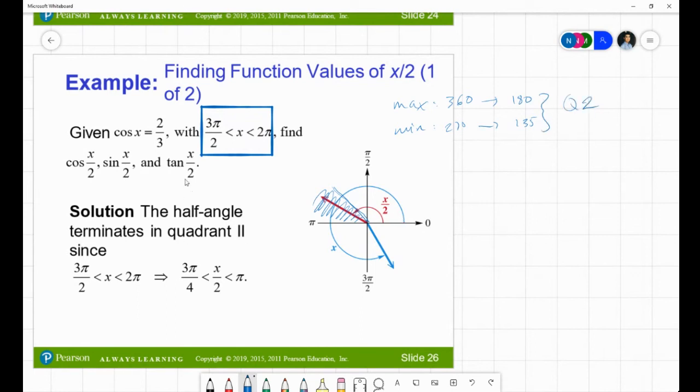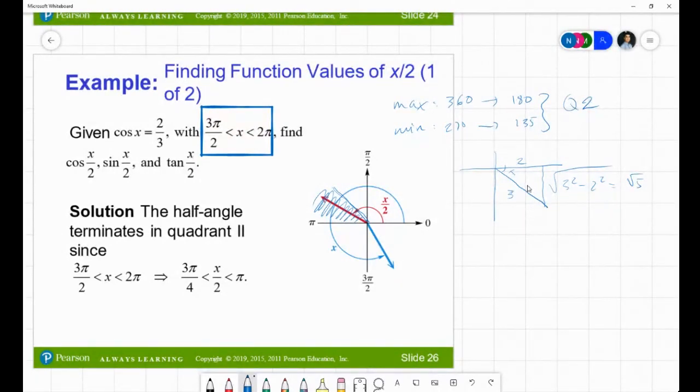All right, so now we need to find out what this half angle is. Given that x is in quadrant 4, so this here is angle x, cosine is 2/3. So that's adjacent over hypotenuse. That means we can find this side right here is equal to the square root of 3 squared minus 2 squared. That's 9 minus 4, square root of 5.